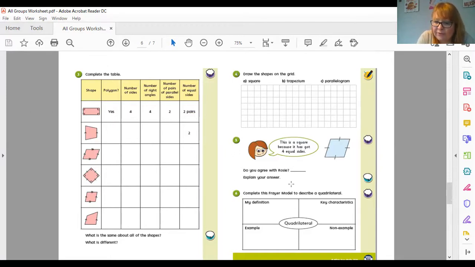There's a question here, question 5. This is a square because it has got 4 equal sides. Do you agree with Rosie? And you've got a gap here where you can explain your answer. So you've got to say yes, and then a sentence to say why you agree, or no, and a sentence to say why you don't agree. And then this model down here, you can choose a quadrilateral, you can perhaps draw it at the side. Key characteristics, an example would be what it looks like. A non-example would be something that isn't right. And then a definition is just how you would describe that quadrilateral.